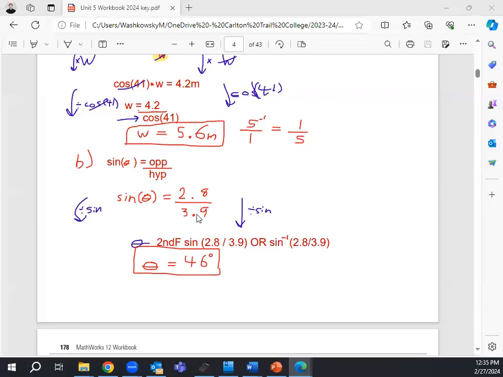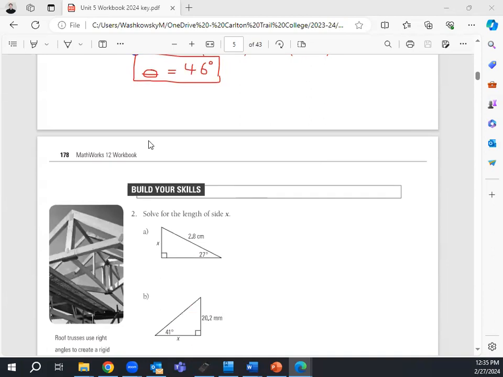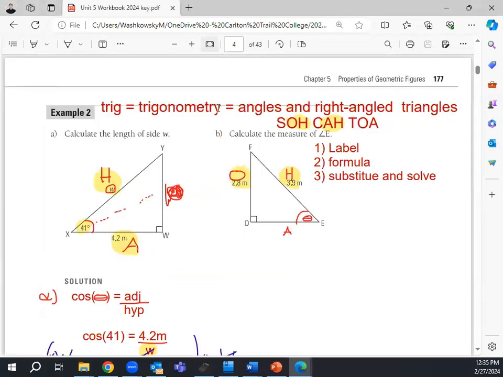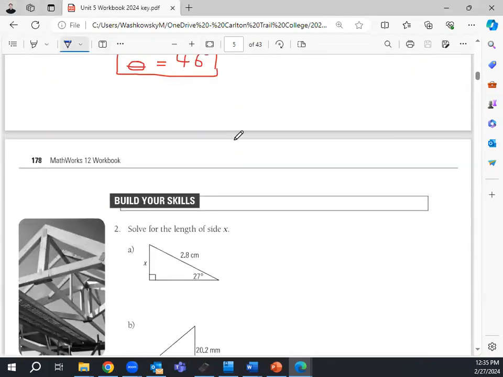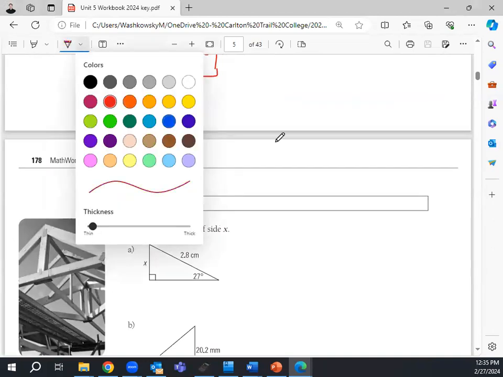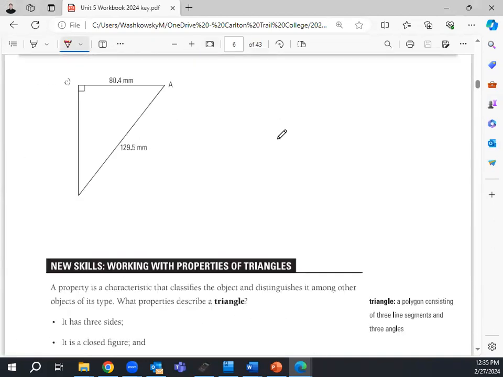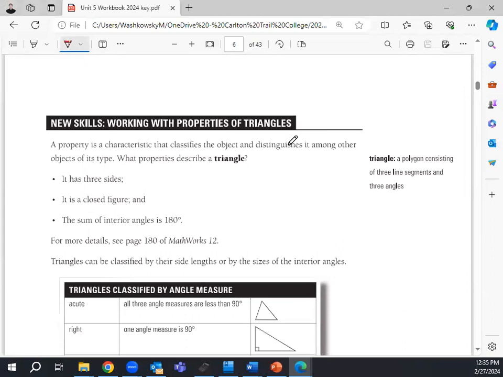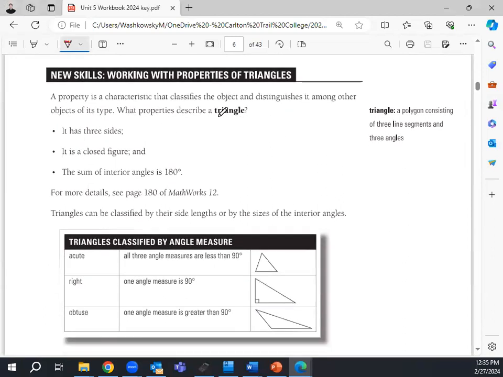We had started looking at just a review of Pythagoras and trigonometry and stuff. So now we're going to be starting to hammer in on some of the newer stuff here. Specifically, we're going to start looking at, I think it's on page 179. Yes, 179. We're going to start looking specifically at triangles.